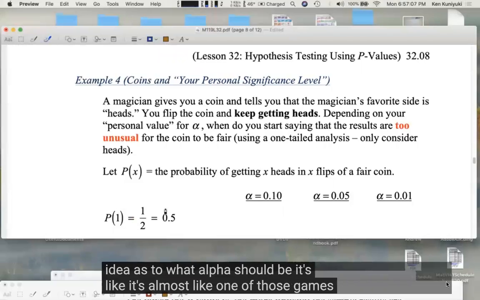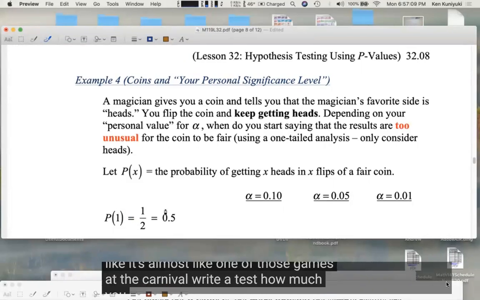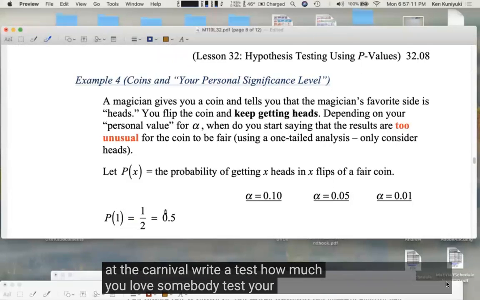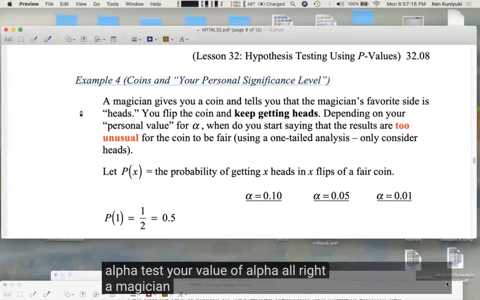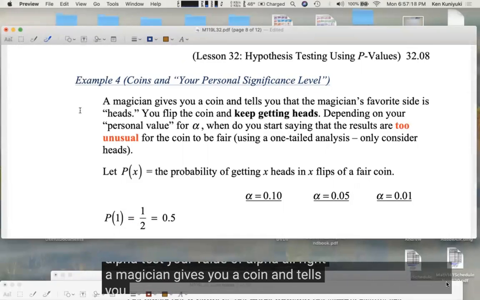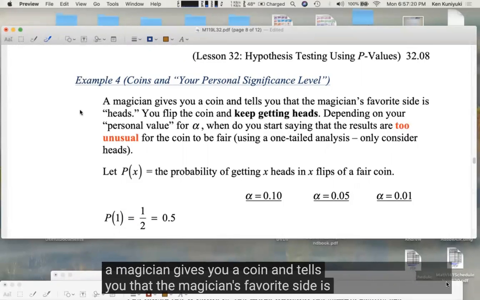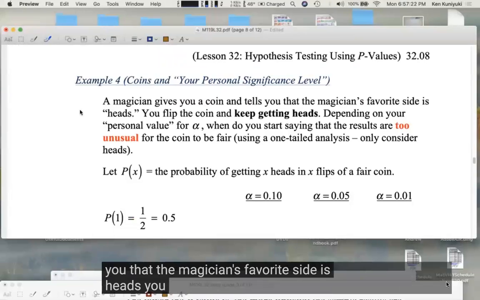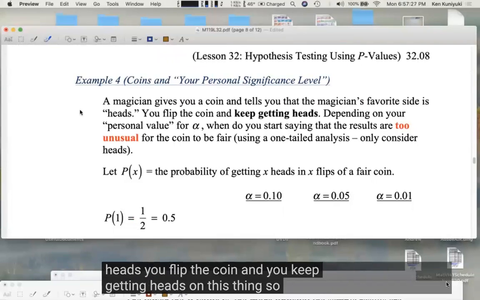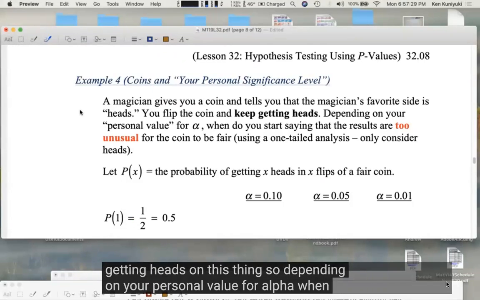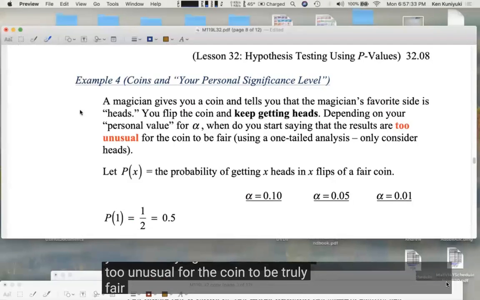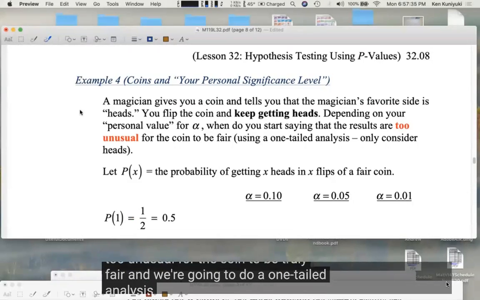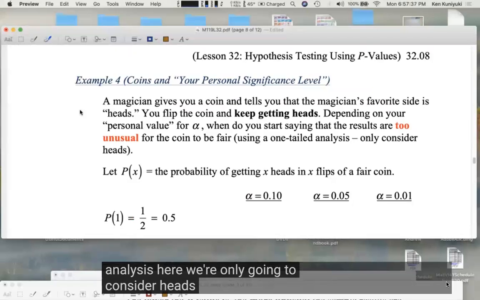It's almost like one of those games at the carnival, right? Test how much you love somebody. Test your value of alpha. All right. A magician gives you a coin and tells you that the magician's favorite side is heads. You flip the coin and you keep getting heads on this thing. So depending on your personal value for alpha, when do you start saying that the results are too unusual for the coin to be truly fair? And we're going to do a one-tailed analysis here. We're only going to consider heads.